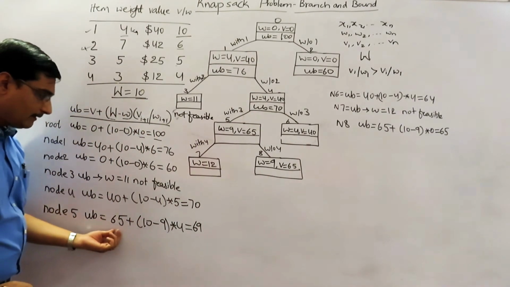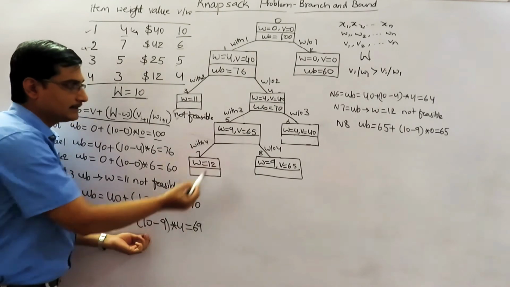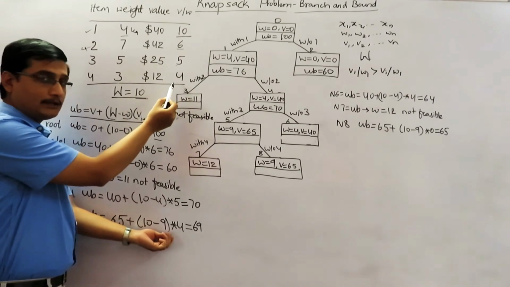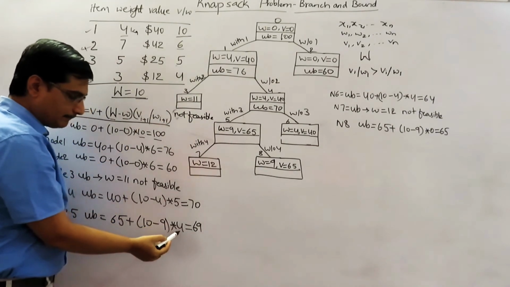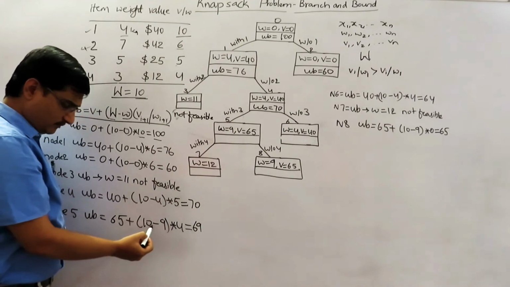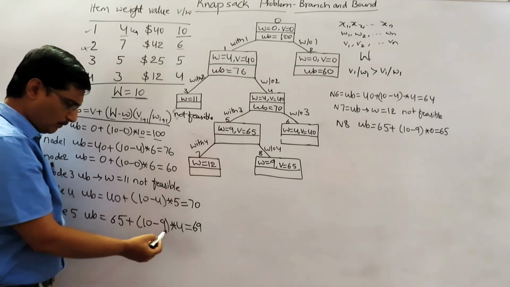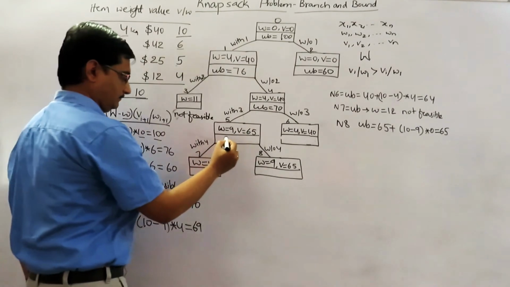So the upper bound will be the value, 65, plus 10 minus the weight, that is 9, into the profit to weight ratio, or value to weight ratio, of the next item to be included, that is 4. So it gives us 65 plus 10 minus 9 is 1, 1 into 4 is 4, so it gives us 69.